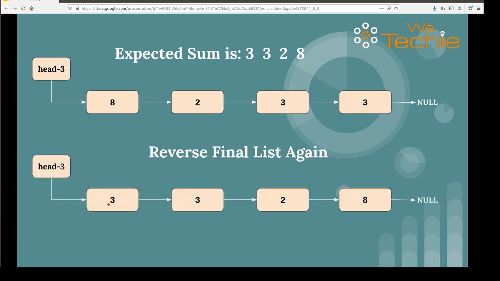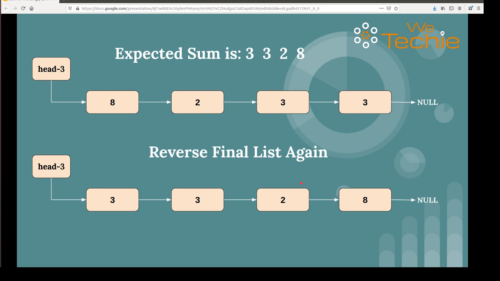Now you can see we have these elements 3, 3, 2 and 8. So that is what we were expecting, right? See, 3, 3, 2, 8. Whatever we were expecting, that is what we got after performing the reverse operation on the final list. So this is a small graphical representation discussion.